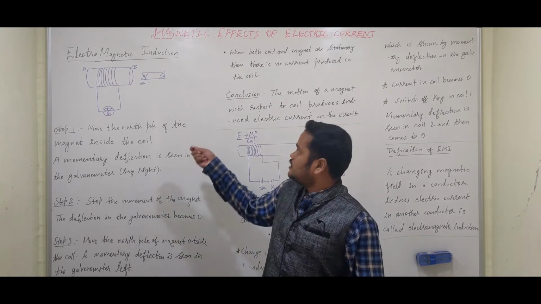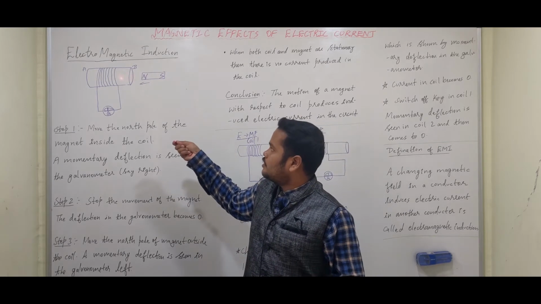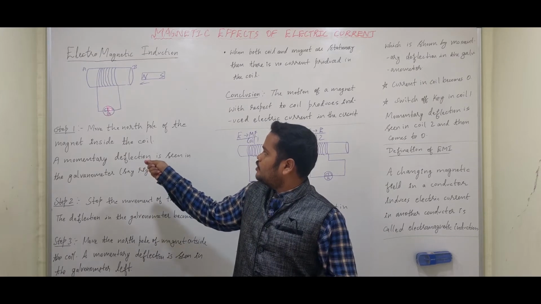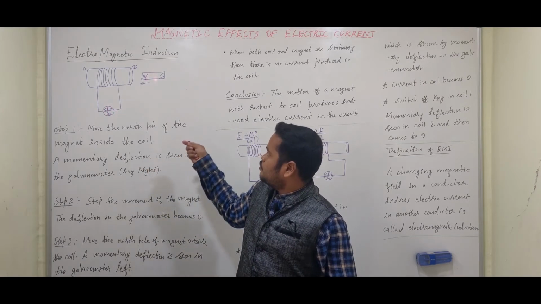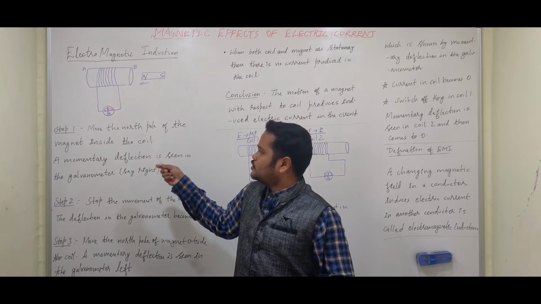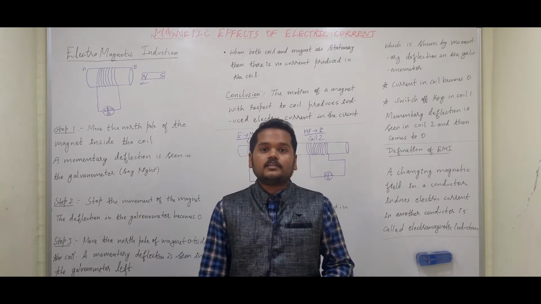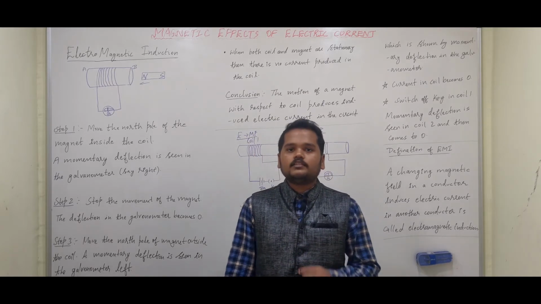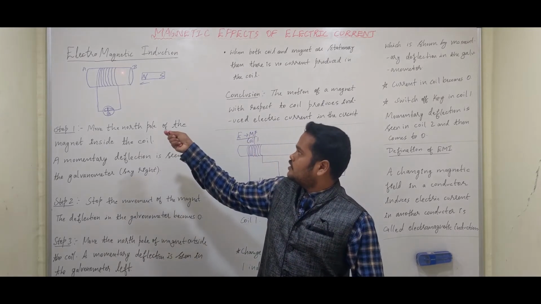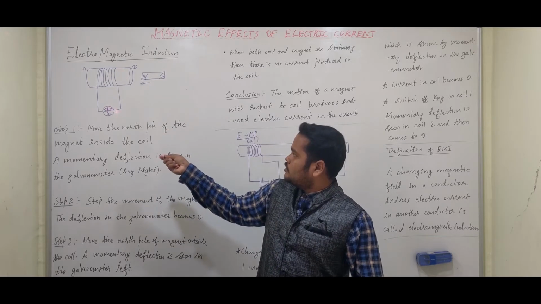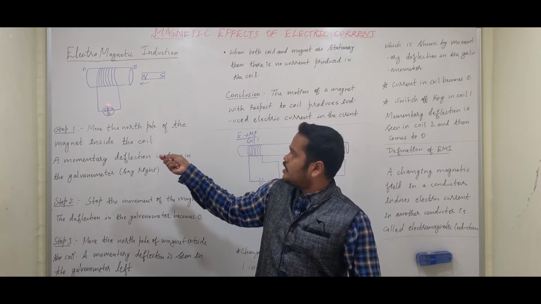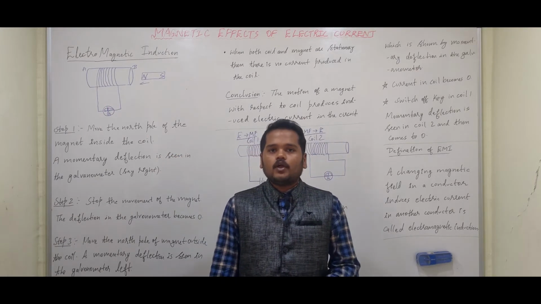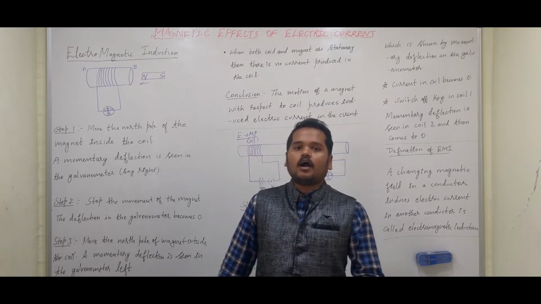In the first step, you move this magnet inside the coil. Then you observe a momentary deflection in the galvanometer towards the right side. So the moment you push this in, the galvanometer deflects towards the right, showing that there is an electric current in the coil. In step 2, the magnet stops. So the galvanometer which was deflected to the right comes down to the center and it becomes 0.